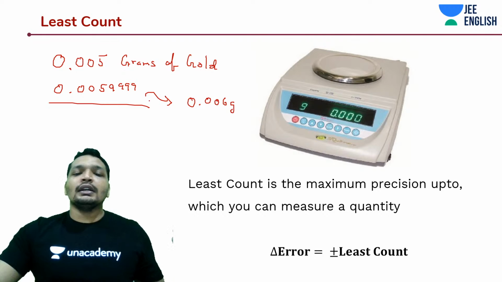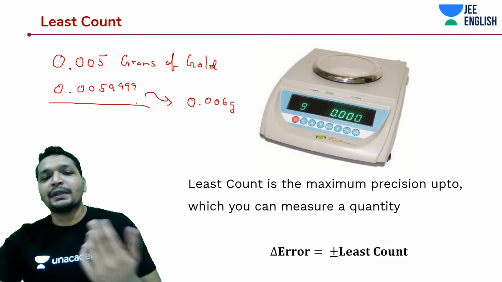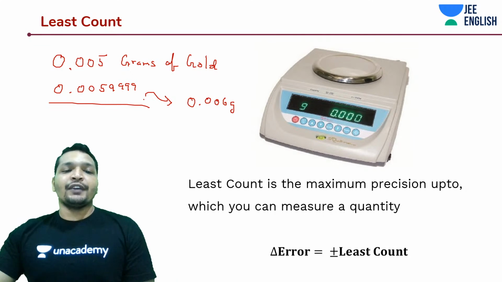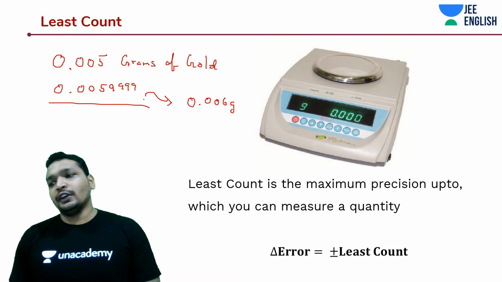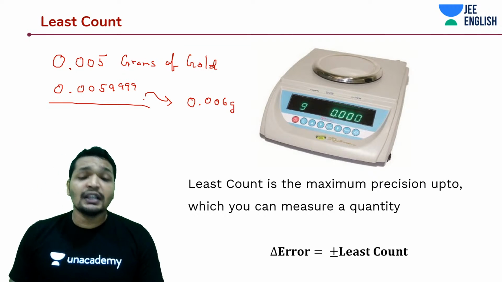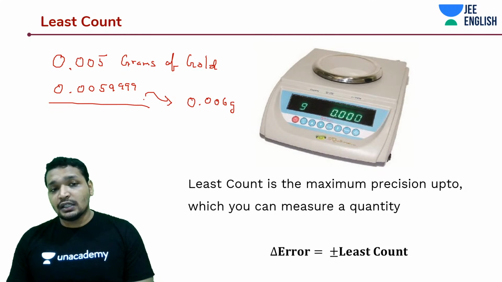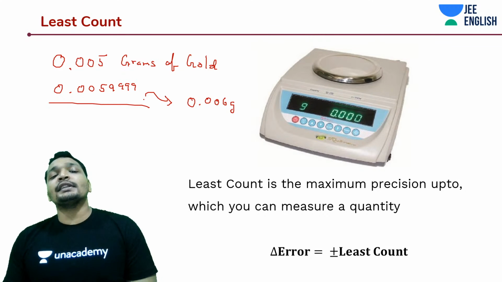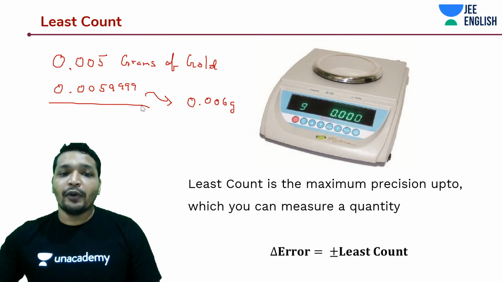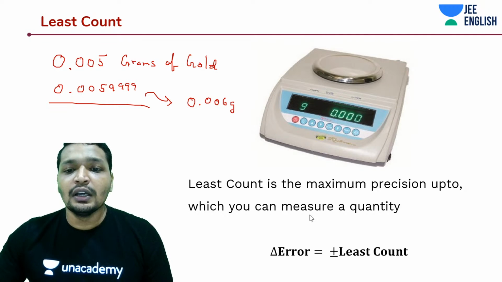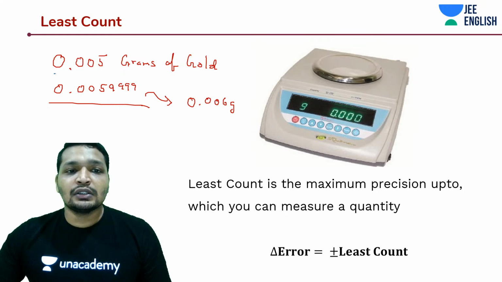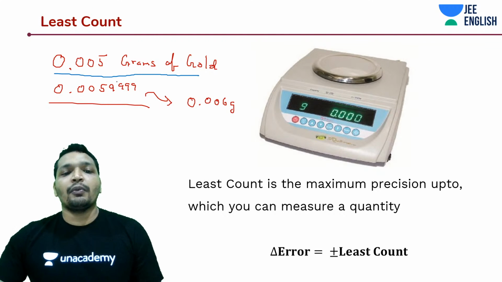So least count in a way tells you what is the maximum precision up to which it can measure. Okay, it's very important, guys. Very, very, very, very important. Even moving forward, we're going to deal with lots and lots of least count based questions as well as in a JEE Advanced. If I'm going to talk about measuring 0.005 grams of gold, but in reality, your machine is not measuring something near 0.6 grams.